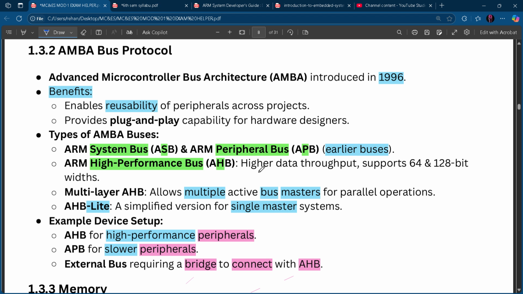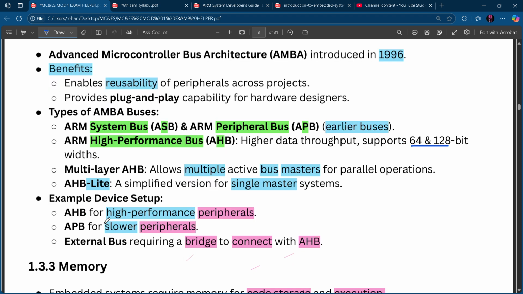Later, high performance buses came, which have higher data throughput, in the sense the time taken to give an output is nothing but throughput. Okay, it supports 64 and 128 bits. See, it's too much, right? Usually we have just seen 32 and 16 and so on, but here it is 64 and 128 bits. Multi-layer AHB, again an ARM high performance bus. See, multi-layer is nothing but it has multiple bus masters, and AHB-Lite is just a simple version of single master.